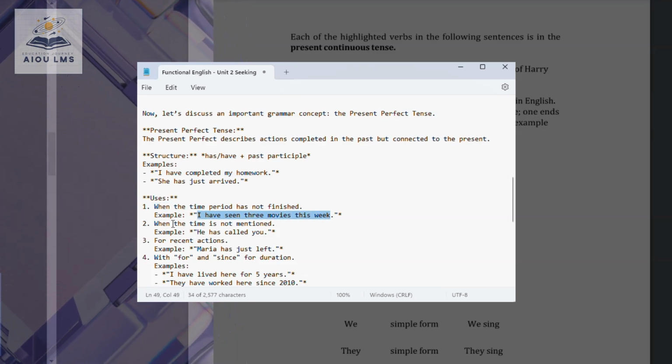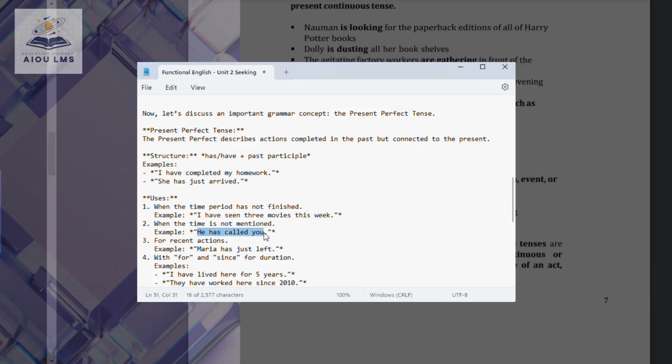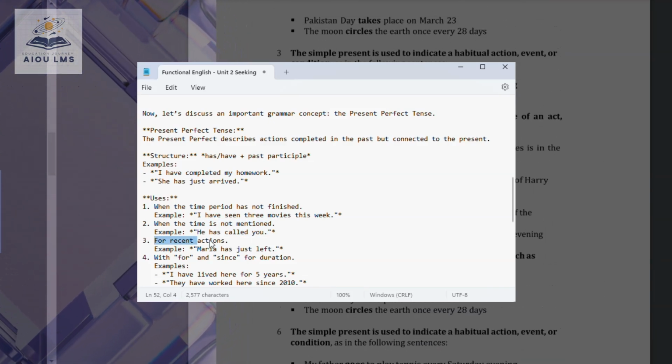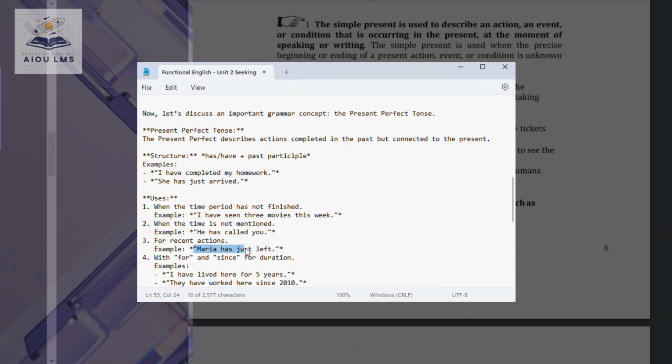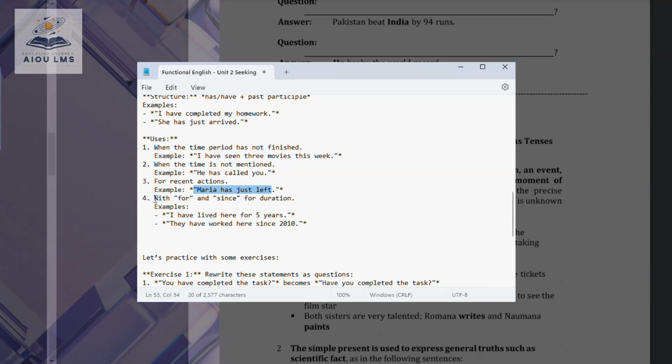Uses, when the time period has not finished. Example, I have seen 3 movies this week. When the time is not mentioned. Example, he has called you. For recent actions. Example, Maria has just left.